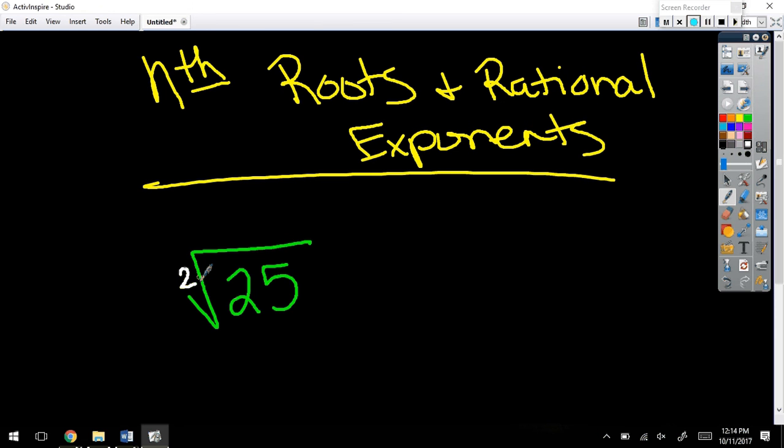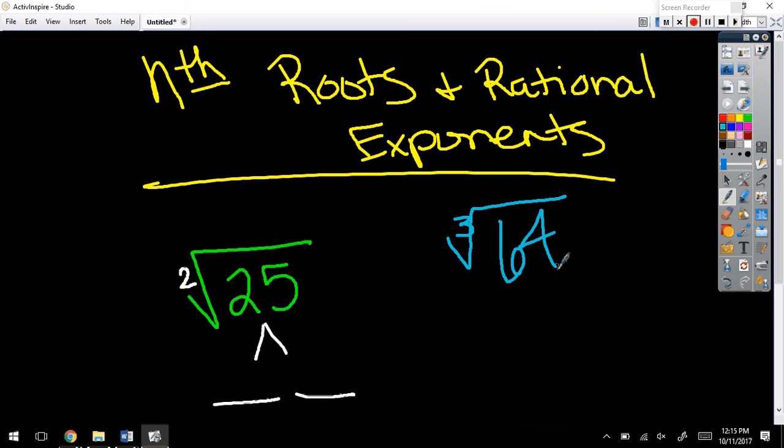Yeah. Because you're looking for what times itself twice. Two times. So if I changed that little two to, let's say, a three, and be careful how you write it because it sits in the little seat right in front of the radical, and let's say I did 64. What now? Can y'all see that? What times itself this time? Three times absolutely would give you 64.